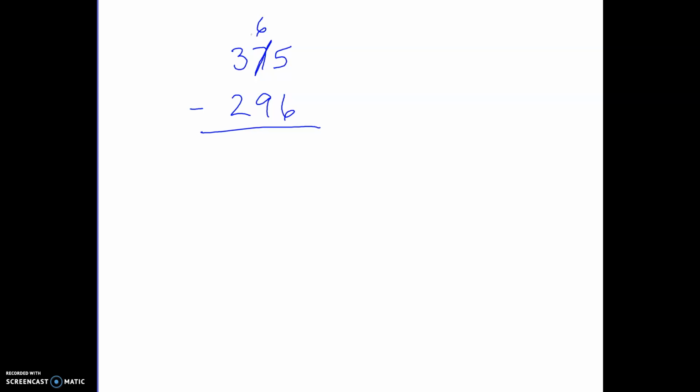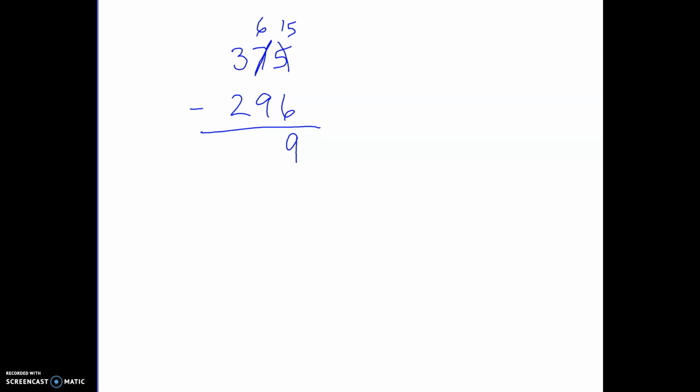I'm going to trade it into 10 ones. And I'm going to trade those ones over here. So I'm going to add 10 to that 5, and I'm going to have 15. Now can I do 15 minus 6? Yes, I can. 15 minus 6 is 9.